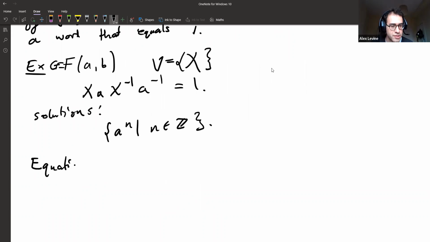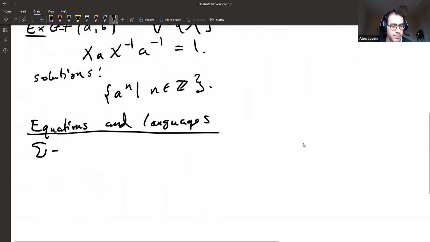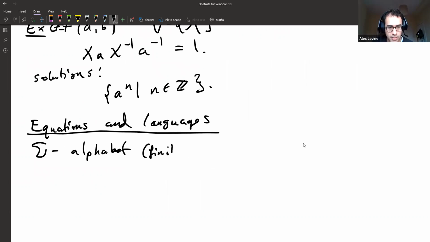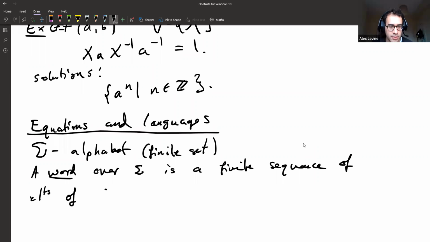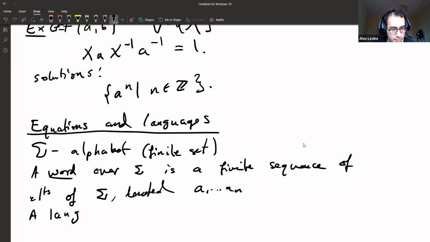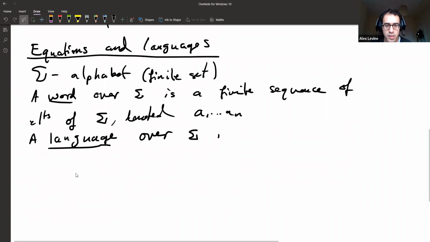Okay, so the next bit is equations and languages. So just in case anyone's unsure, by a formal language, I mean a set of words over a given alphabet. So I'll quickly define that. If you take sigma to be an alphabet, which is just a finite set, a word over sigma is a finite sequence of elements of sigma, and we don't write with brackets and commas, we just concatenate them. So denoted A1 up to AN, rather than with brackets and commas. And then a language over sigma is just a set of words.